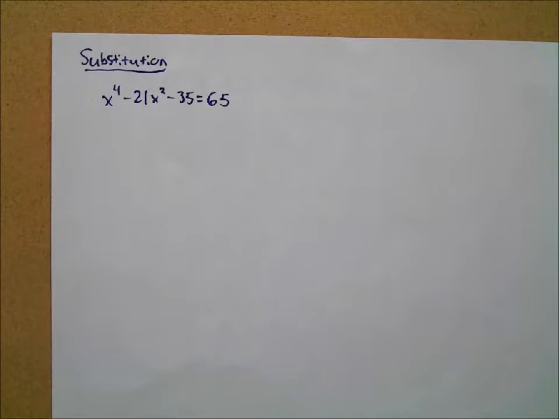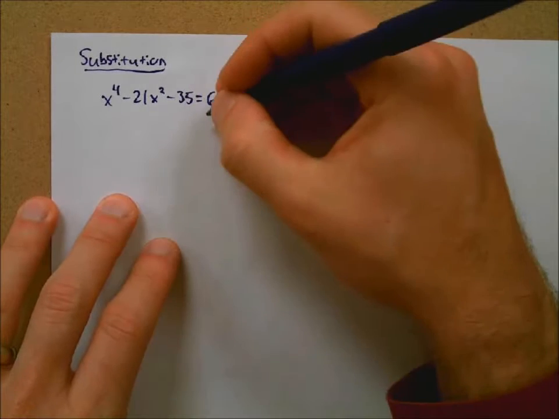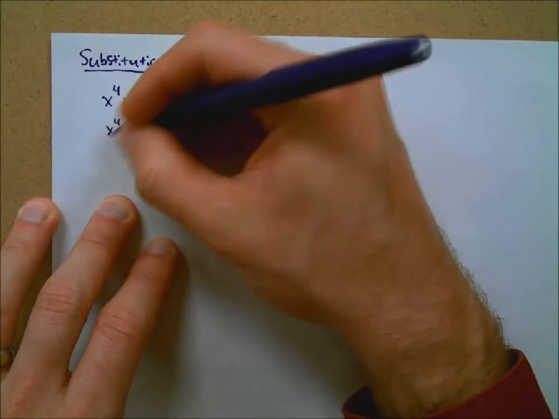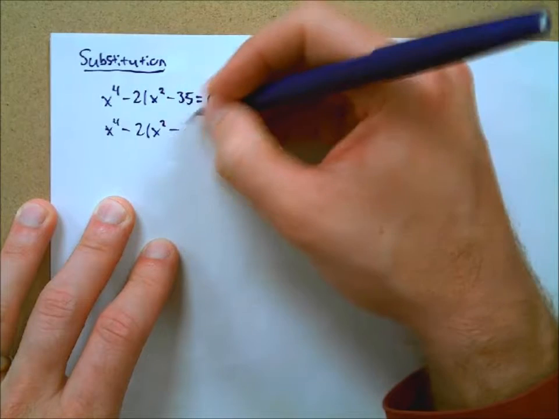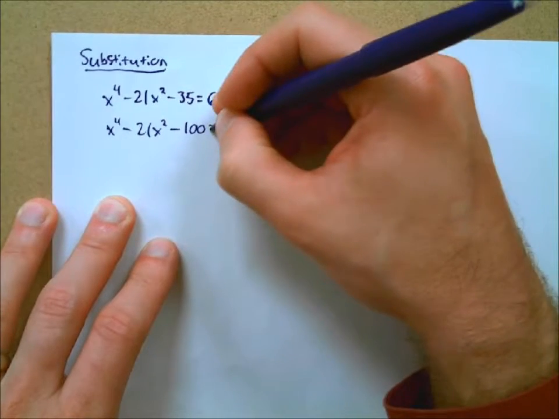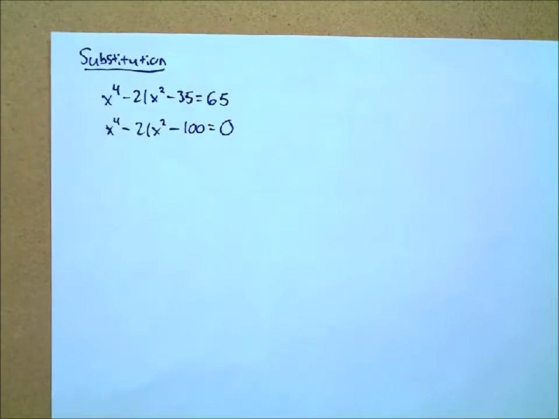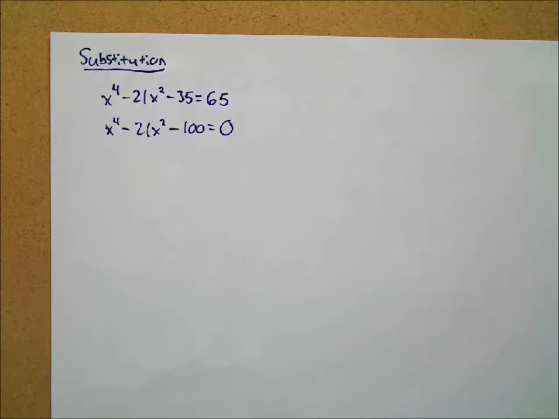Okay. So first thing, what do we need to do? Subtract the 65 from both sides, right? So you make it equal to 0. So that would be minus 100 equals 0. So, is there a GCF we can factor out? No. Can we factor by grouping?